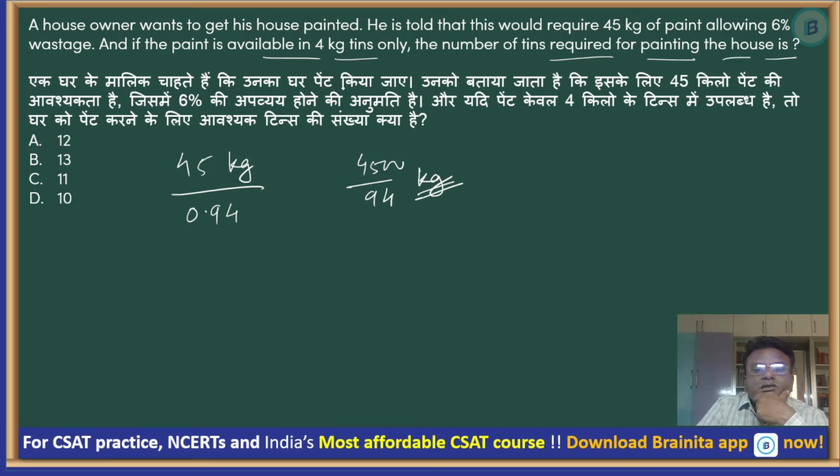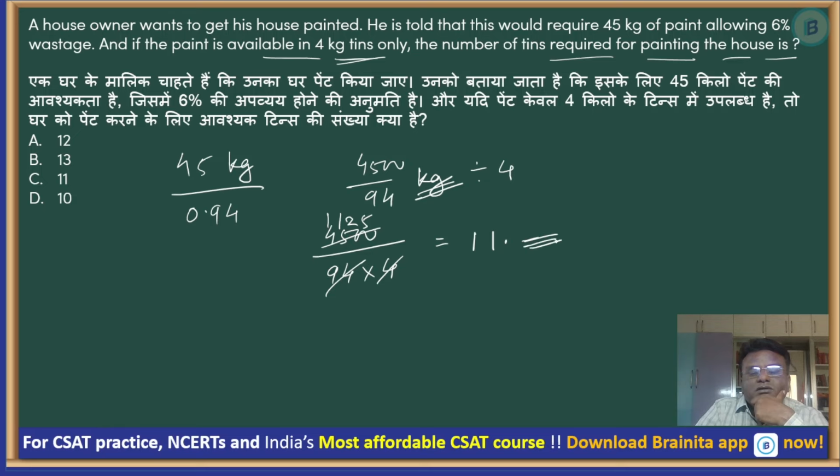And the tins are 4 kg tins. So how many tins? I have to divide this by 4, right? I'm going to do this. 94 ones are 94. I get 185, 94 ones are 94. I'll get 11 point something, right? Tins. I don't have to calculate the whole thing because my options are not in decimals.